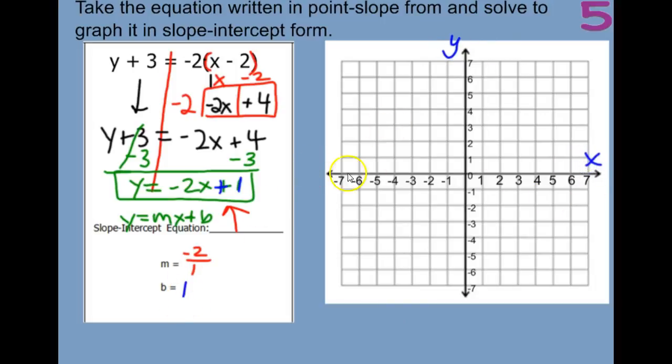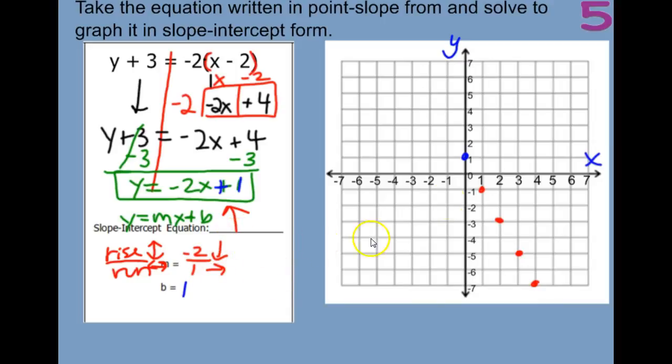So we're going to begin at 1. And then our slope is how we move. Remember, it's rise over run. Rising is going up or down. In this case, negative means we're going down 2. So down 1, 2. And positive 1, positive numbers here are to the right. So down 2, 1 to the right. Down 2, 1 to the right.